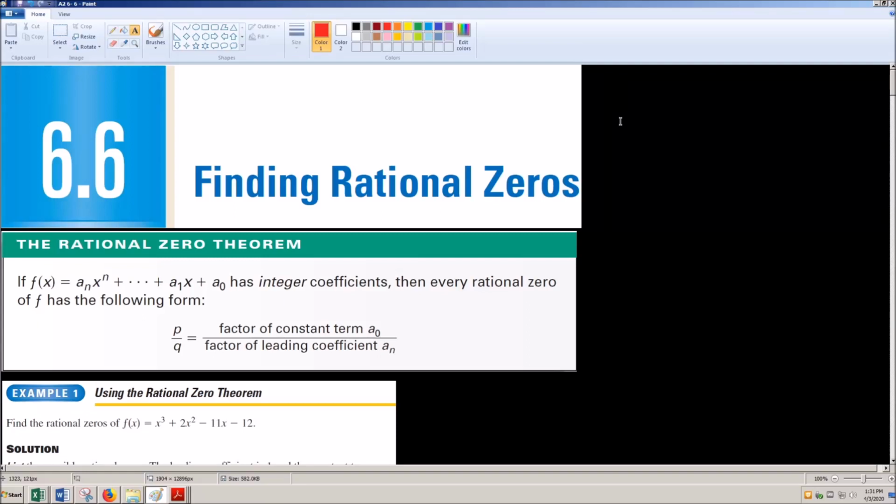Why would you want to find your car keys and leave the quarantine when you can find rational zeros from home? Here we're doing 6.6. So the rational zero theorem allows us to take any sort of function we have.